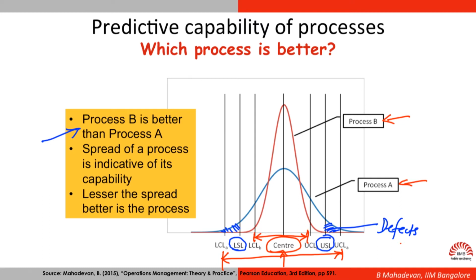To generalize this argument, all other things being equal, spread of a process is indicative of its capability. Lesser the spread, better is the process. So process B has a lower spread, so process B is better.